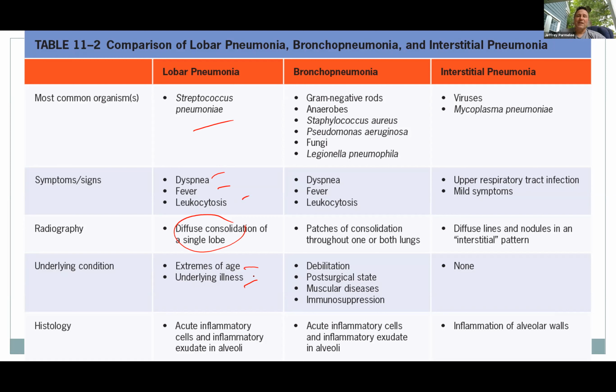And then looking at bronchopneumonia, many causes, including fungi and Legionella. So a lot of other culprits there, and it's harder to zero in on it. Same kind of symptoms though, fever, difficulty breathing, exactly. And then interstitial, usually viruses. We'll talk about that next.